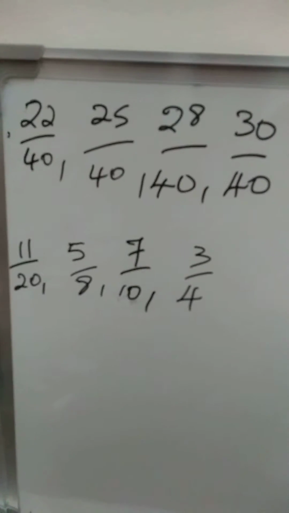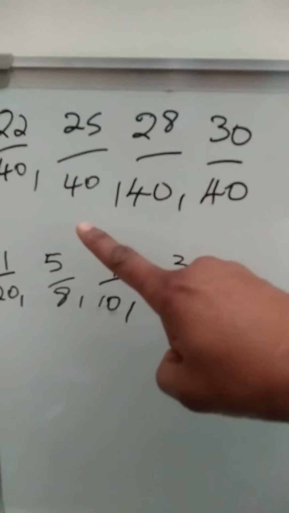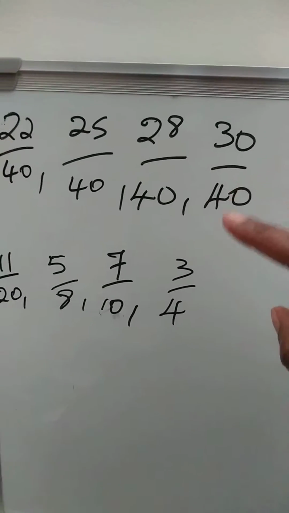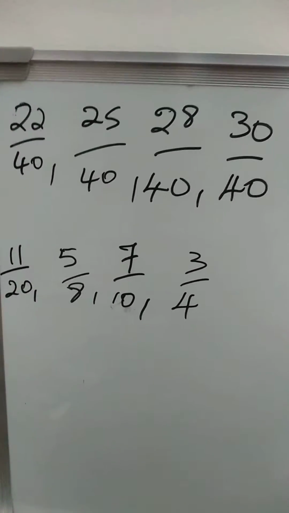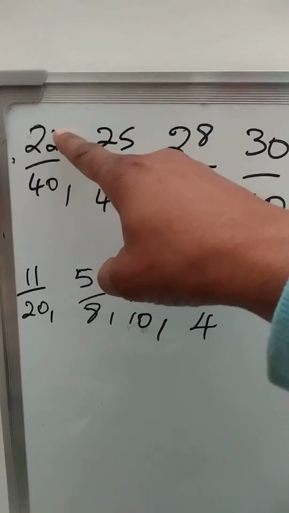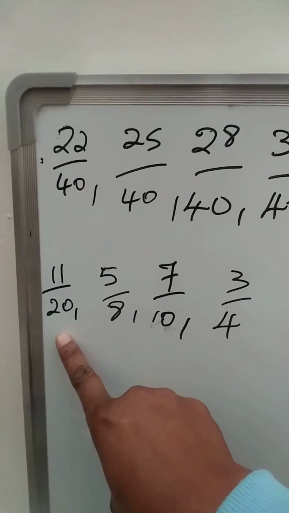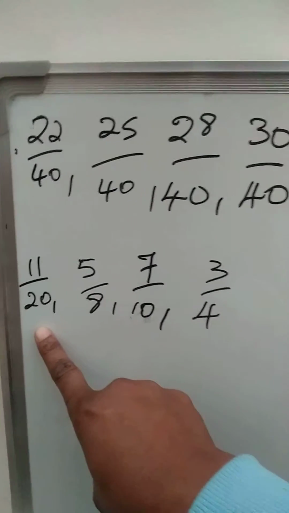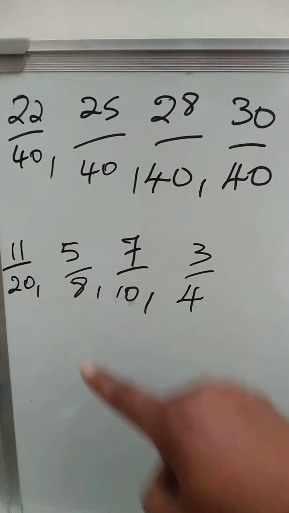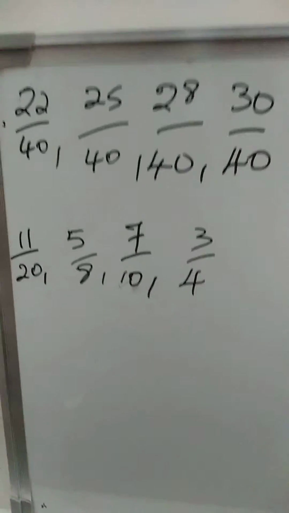So the lowest fraction would be 22 over 40. Then next would be 25 over 40, followed by 28 over 40, then 30 over 40. Also, the original fraction which represents the lowest, 22 over 40, is 11 over 20. You could write your answer like this as well, because you probably want to remain with the original fractions they asked about. Second in line is 5/8, which represents 25 over 40. Then 7/10, which is the same as 28 over 40. Then 3/4, which is the same as 30 over 40.